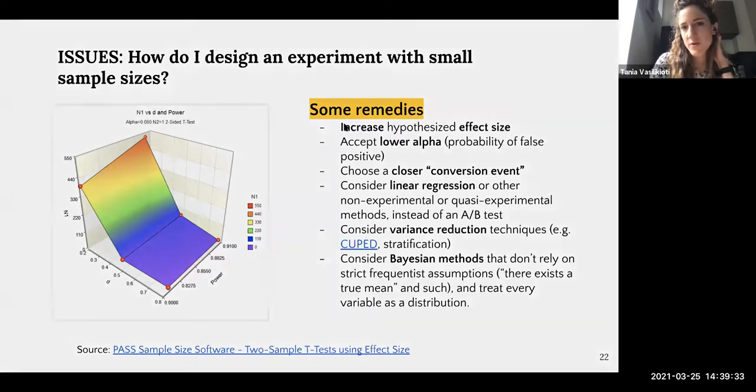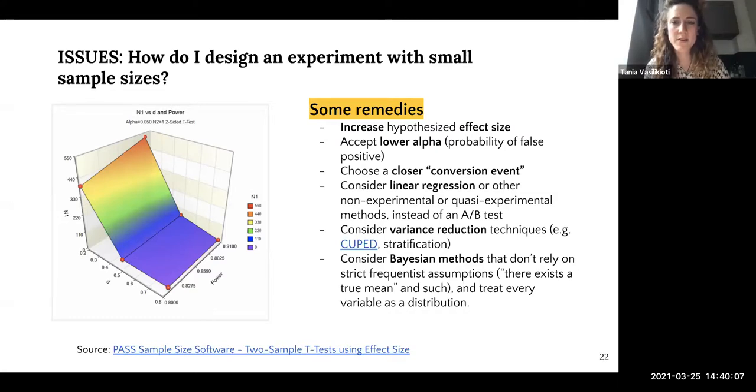So in summary, what we could do is increase the hypothesized effect size. This would be, I would say, the most reasonable thing to do. We can accept a higher alpha, so we can accept a higher probability of false positives. This is worded wrong here, I should rephrase it: a lower significance level. So instead of saying a 95% significance level, we can accept 90 or 80, for example.